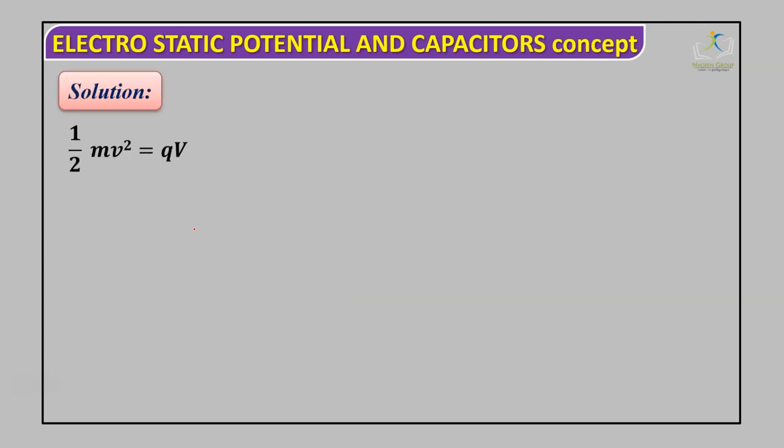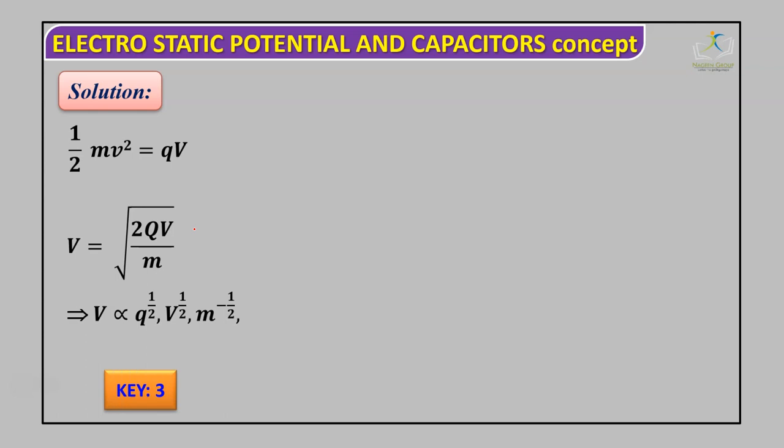We know that the potential energy qV is equal to kinetic energy, which is half mv squared. So v is equal to the square root of 2qV divided by m. According to this, we can say that v is directly proportional to q to the power half, V to the power half, and m to the power minus half. That's why we can say the correct option is option 3.